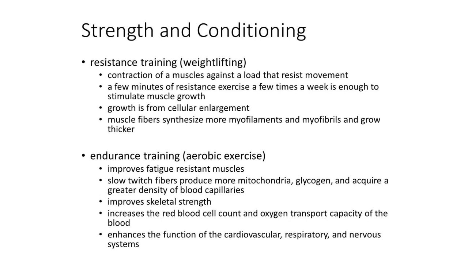Then there is endurance training, or aerobic exercise. This improves fatigue-resistant muscles because the slow twitch fibers produce more mitochondria, glycogen, and acquire a greater density of blood capillaries. This will improve the skeletal strength. It increases the red blood cell count and oxygen transport capacity of the blood, meaning it will enhance the function of the cardiovascular, respiratory, and nervous systems.